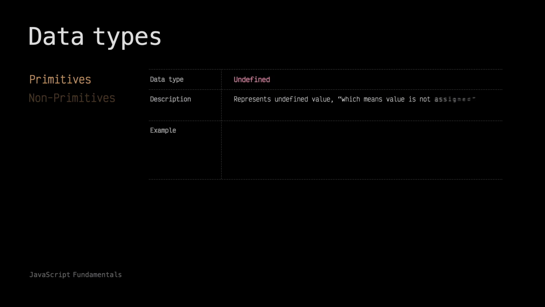Undefined. Undefined represents an undefined value, which means the value is not assigned. Undefined is automatically assigned in some of the following cases. One of the cases could be declared but not defined, so JavaScript assigns undefined where no value has been explicitly assigned to the variable. Another case could be an array index or object property that does not exist, or a function parameter that has not been supplied.